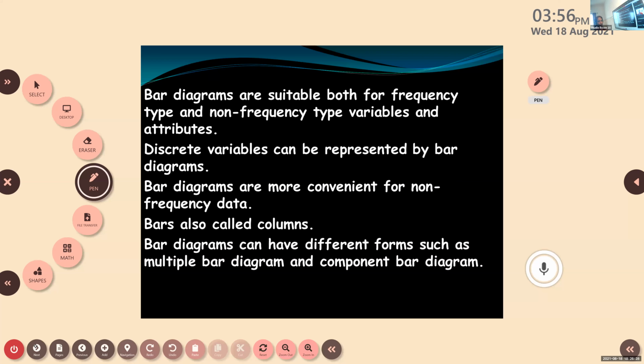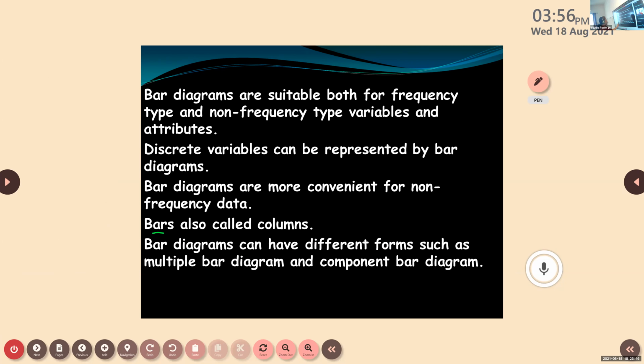I told you bar diagrams are suitable for non-frequency and frequency type variables. Discrete variables can be represented by bar diagram. Discrete variables, in the sense, we are talking about whole numbers. Bar diagrams are actually more convenient for non-frequency data. And this is important. Bars are also called as what?